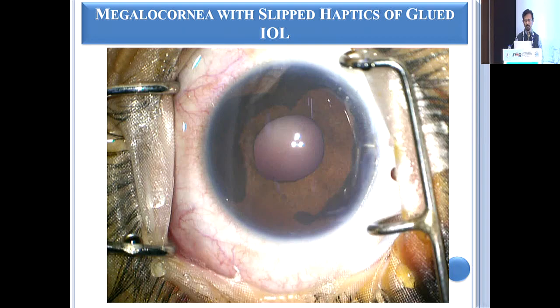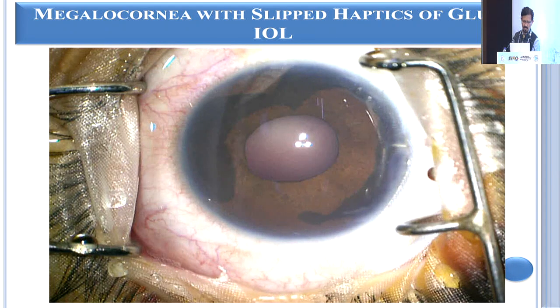Okay, thank you, sir. I'll be showing one case, moving on from the glue dial cases that Dr. Priya has just now shown. This is a case of a megalocornea in which glue dial was done routinely, the way most of the times people do, with haptics fixed along the 3 and 9 o'clock positions, and the haptic slipped later. And then this patient was referred to me.